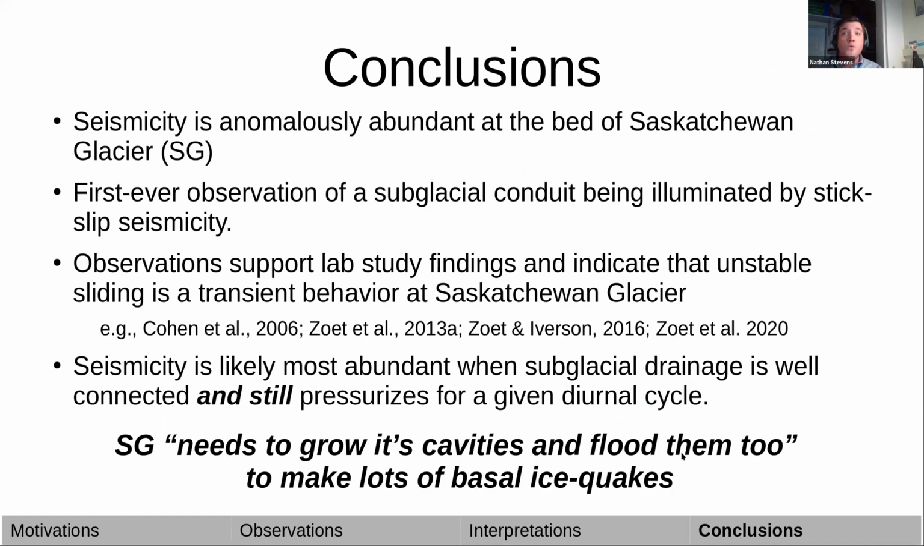So in conclusion, we have observations of anomalously abundant seismicity in the bed of an alpine glacier at Saskatchewan Glacier. We've got the first ever observation of a subglacial conduit being illuminated by these stick-slip events. We have observations that support laboratory findings, and it indicates that unstable sliding is likely a transient behavior for Saskatchewan Glacier. And seismicity is most likely abundant when the subglacial drainage system is well connected and still pressurizes for a given diurnal cycle. So the take-home message for that last one is Saskatchewan Glacier needs to grow its cavities and flood them too in order to have lots of basal ice quakes.